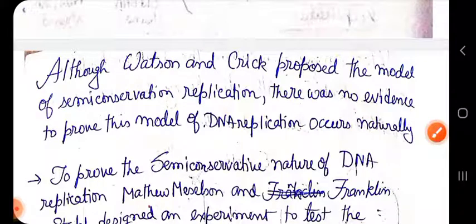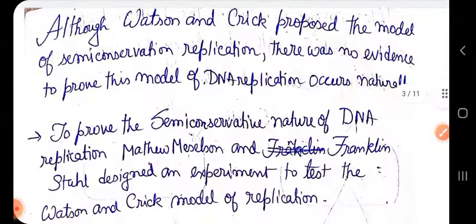So this is a semi-conservative mode of replication. Although Watson and Crick proposed this model of semi-conservative replication, there was no evidence to prove this model of DNA replication naturally. At that time, there were no experiments to prove that DNA always replicates in a semi-conservative manner.